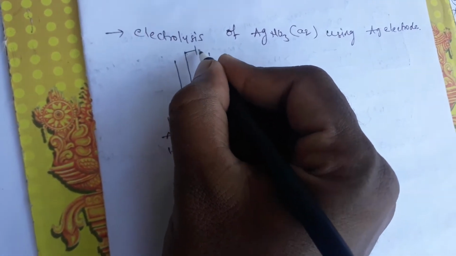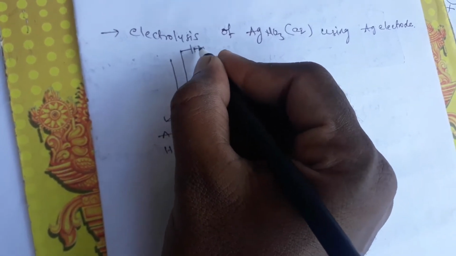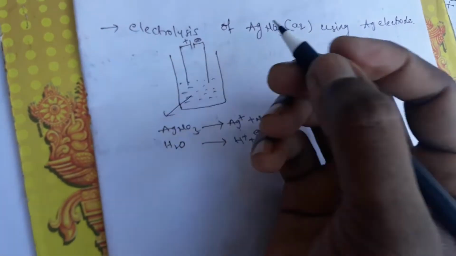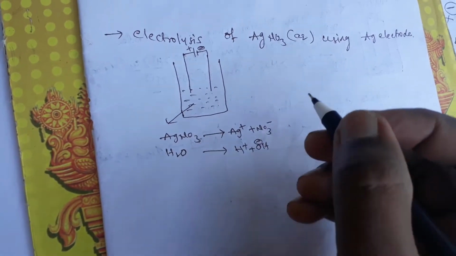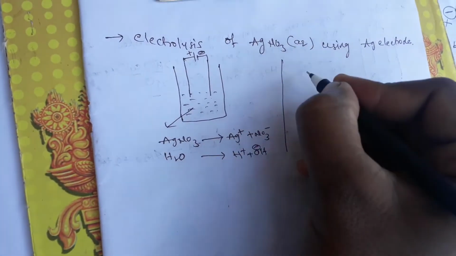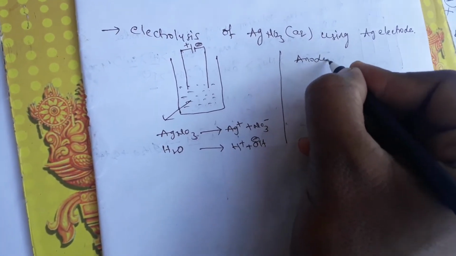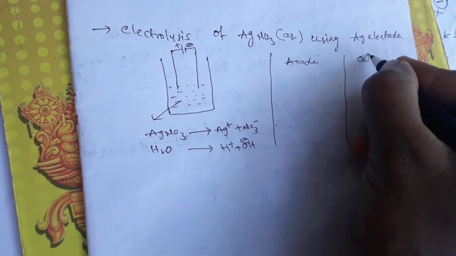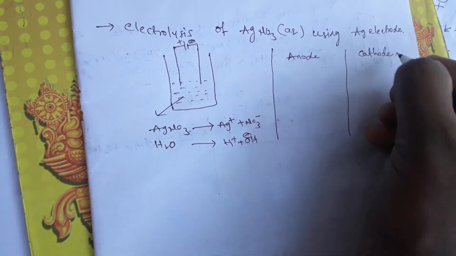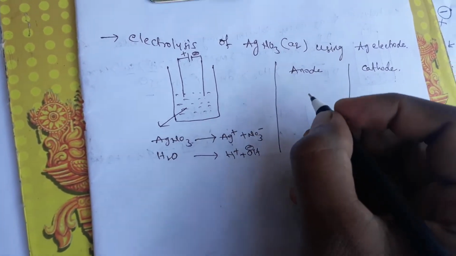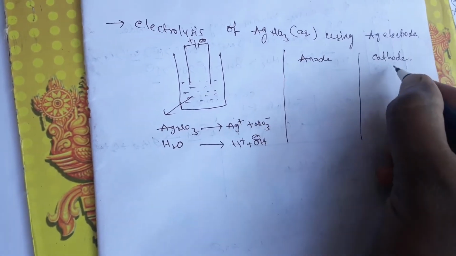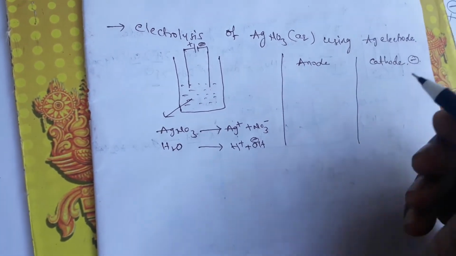One is positive electrode and one is negative electrode. Negative electrode is the cathode and positive electrode is the anode. So what happened at the anode and what happened at the cathode? If you see the anode half cell reaction and cathode half cell reaction, first see the cathode, which means negative charge.